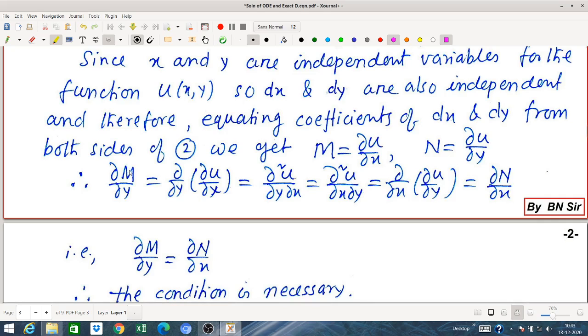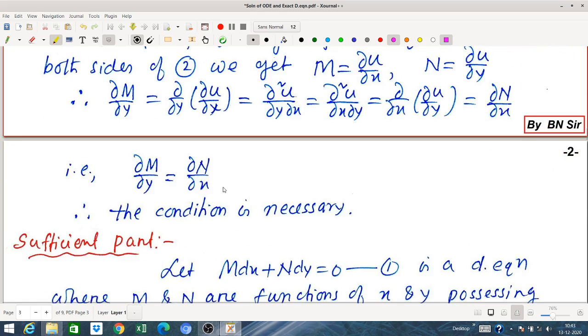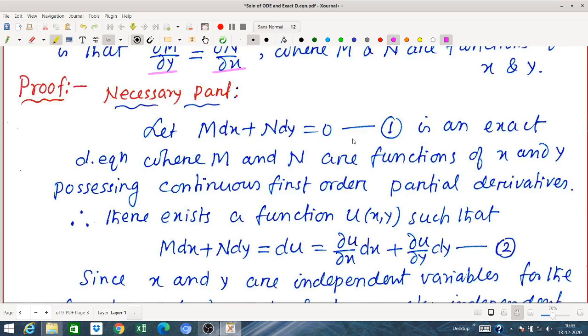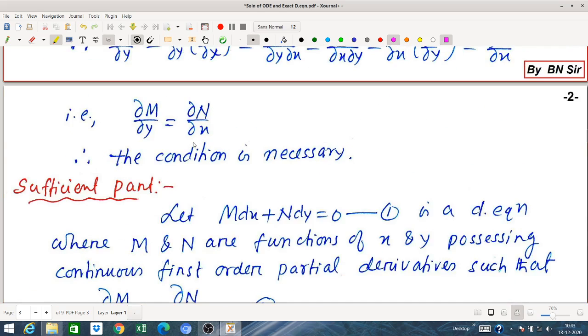So what have we proved? Del m by del y equal to del n by del x. Therefore, the condition is necessary, means when the differential equation m dx plus n dy is exact, we have proved del m by del y equal to del n by del x. So the condition is necessary.